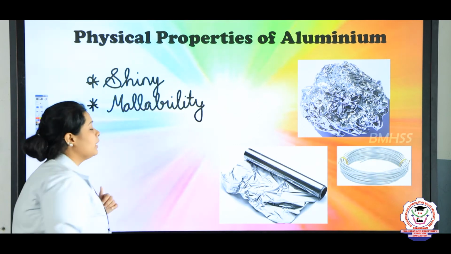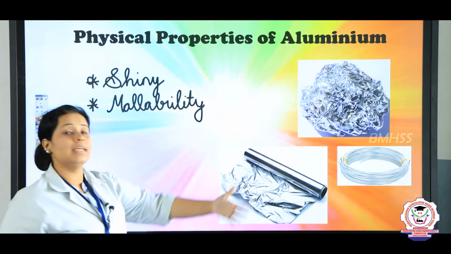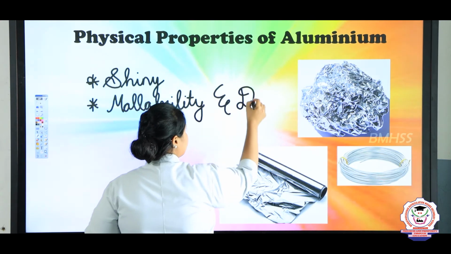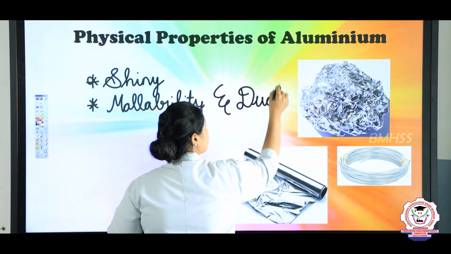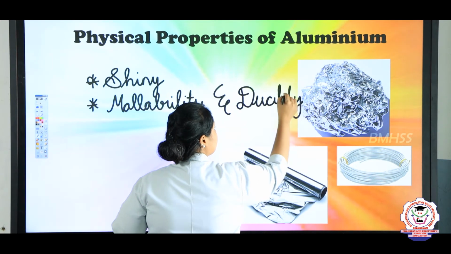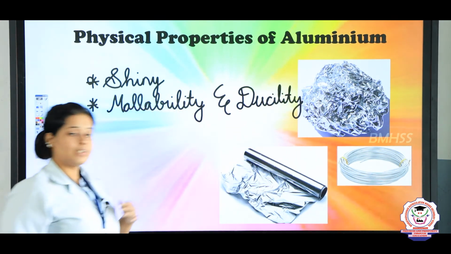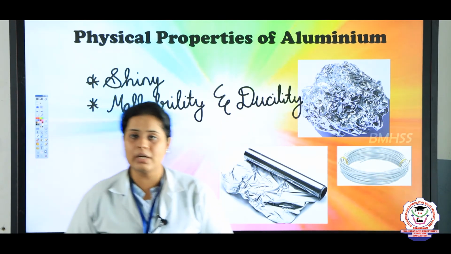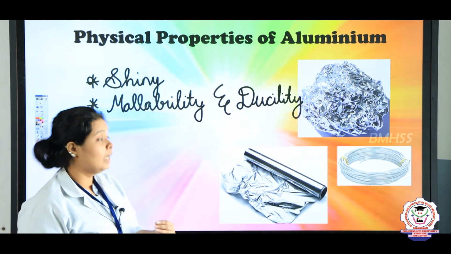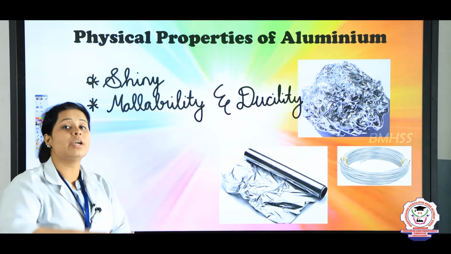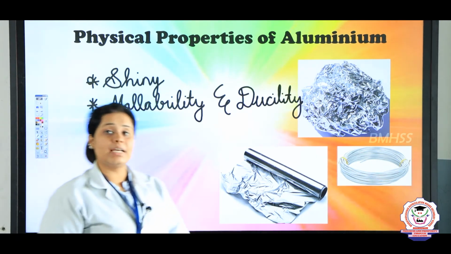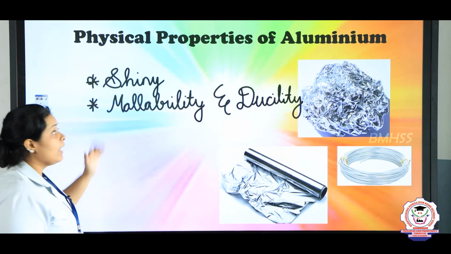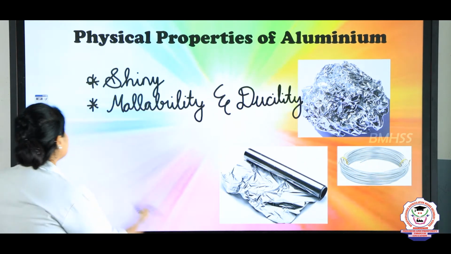In the same way, aluminium can be drawn into thin wires, and that property is known as ductility. Students, after ductility, you will see that aluminium is not a very good conductor of heat and electricity, but when you add some impurities into aluminium, it acts as a very good conductor. And in the same way, aluminium has a very low density.